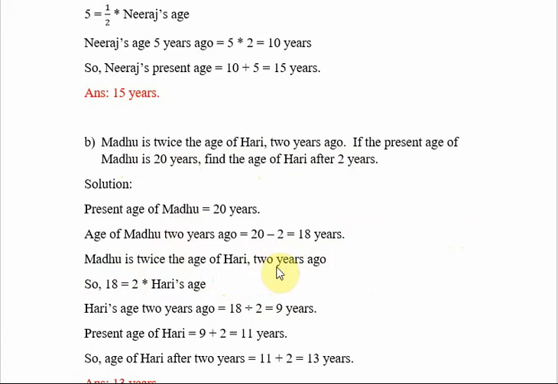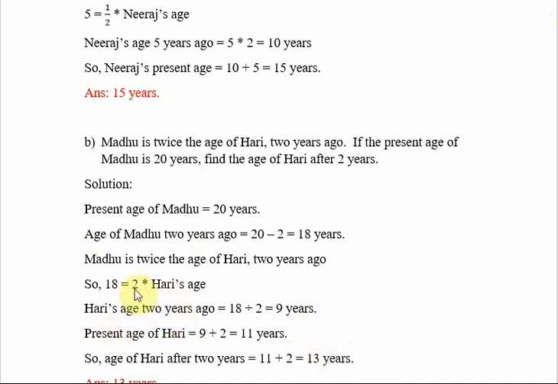That means Madhu's age 2 years before. What is the age of Madhu 2 years before? 18 years, and that is equal to 2 times that of Hari. So 2 years before, Madhu's age is 18. That time his age was 2 times that of Hari's age. So 18 is equal to 2 times Hari's age. So Hari's age 2 years ago, what will be the answer? 18 divided by 2, otherwise half of 18. So what will we get? We will get 9 years. So 2 years ago Hari's age is 9 years.